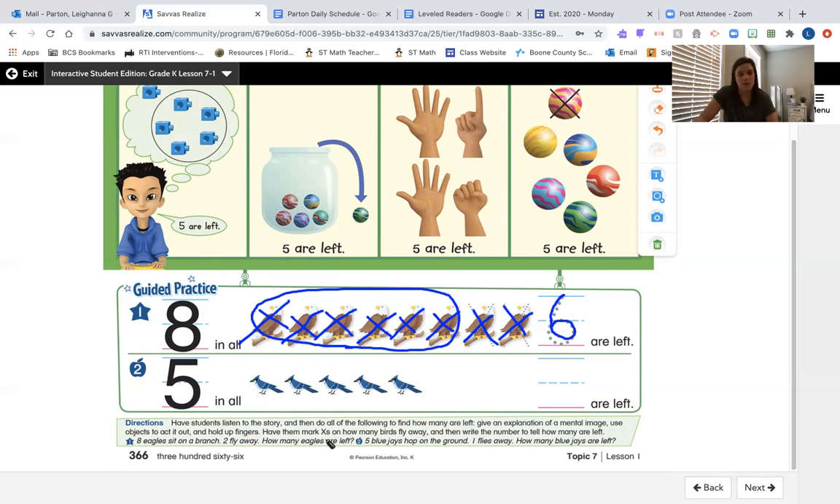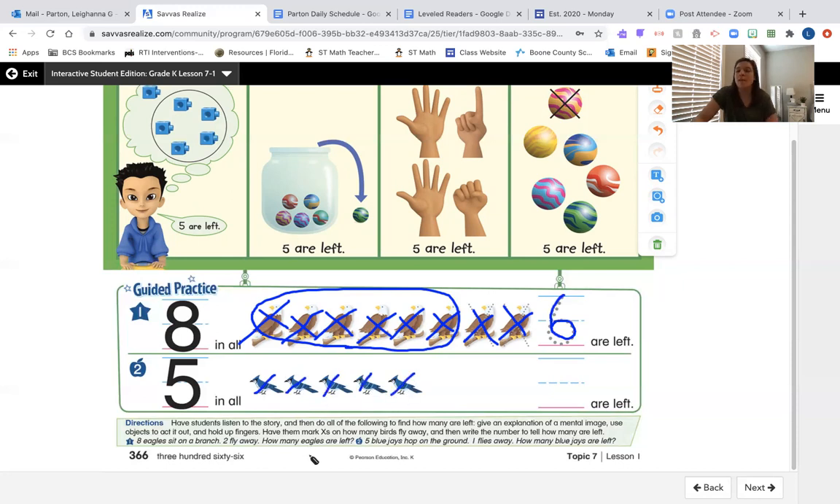Okay, very good. Now let's take a look at the next problem. If, as always, throughout our lesson I'm going too fast, make sure to pause the video so you can catch up or rewind at any point. Let's take a look at number 2. It says 5 blue jays hop on the ground, but 1 flies away. How many are left? Let's start by counting out 5. 1, 2, 3, 4, 5.